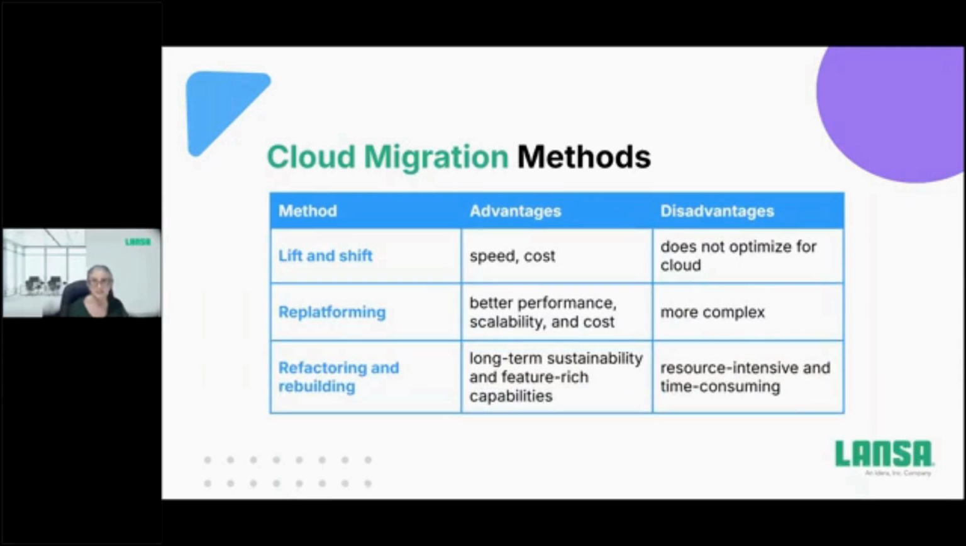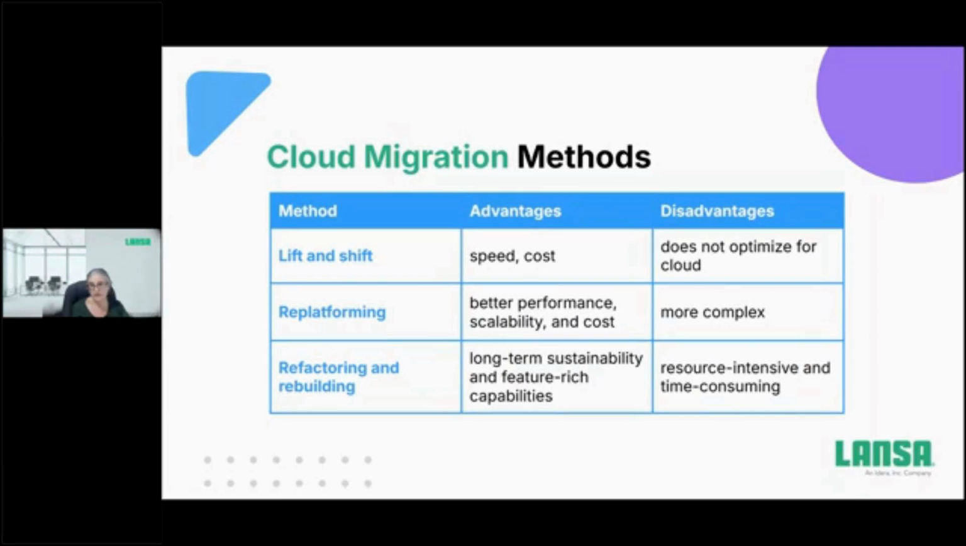And then there are different advantages. So a lift and shift is really quick. It's cost effective to do. We're taking what we're doing, we're moving it. We don't have to modernize. We don't have to optimize it for the cloud. It's a straightforward first stepping stone. And then the replatforming. Okay, we can scale better. We've got a little bit more control of the costs and performance, but there might be some more complexity there.